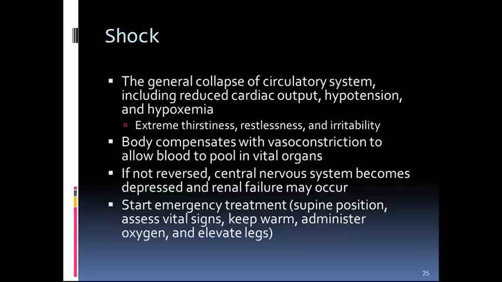Start emergency treatment: supine position, assess vital signs, keep warm, administer oxygen, and elevate legs. If symptoms progress, you will have a weak, rapid, thready pulse, tachypnea, and an altered level of consciousness.